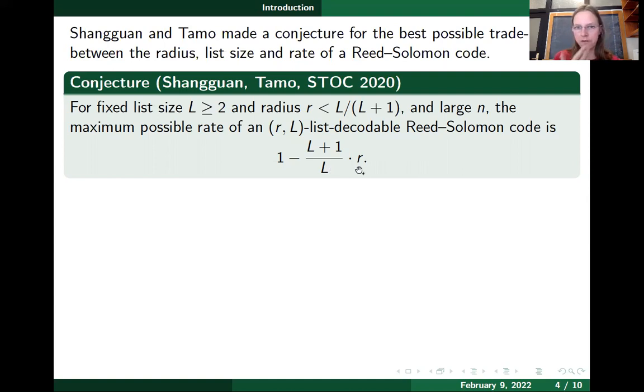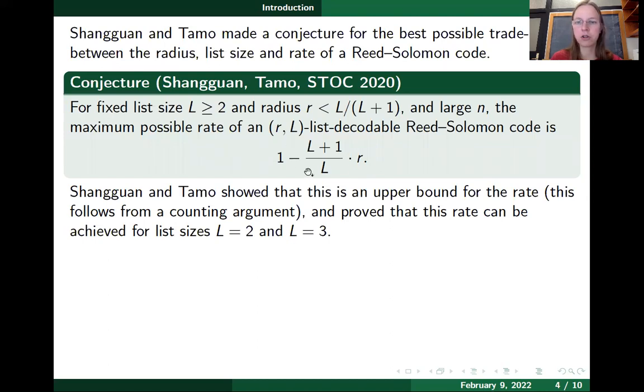So basically, for given radius and list size, you want to optimize the rate of the code, make the code as big as possible, and they conjecture that the maximum possible rate is given by this term. They showed that this term is in fact an upper bound for the rate that follows from a fairly simple counting argument. And more interestingly, they proved that this rate can be achieved if the list size L is either 2 or 3.